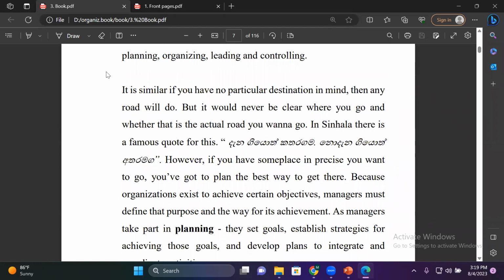It is similar: if you have no particular destination in mind, then any road will do. But it would be like where you go, and which is the actual road you want to go.